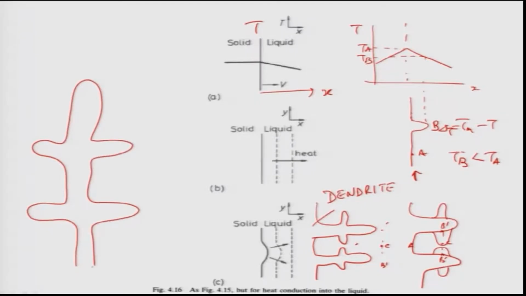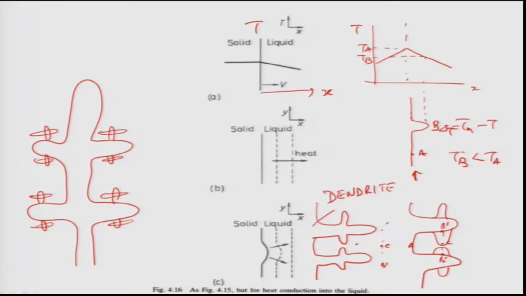This is a tree, right? It looks like a tree. You can create sub branches of the tree, or even further sub branches like this, in the same way as I discussed just now. And this is what is known as a typical dendrite in a solid, when the liquid transforms to a solid.